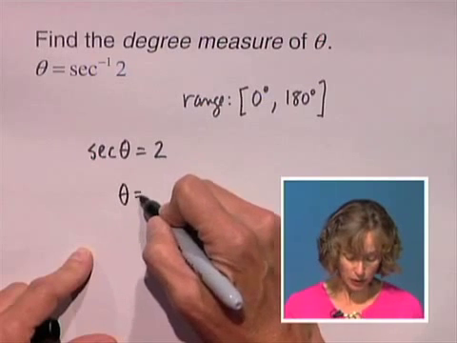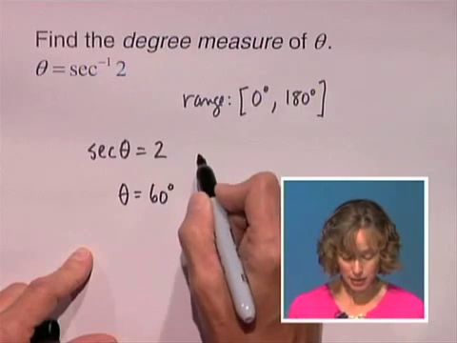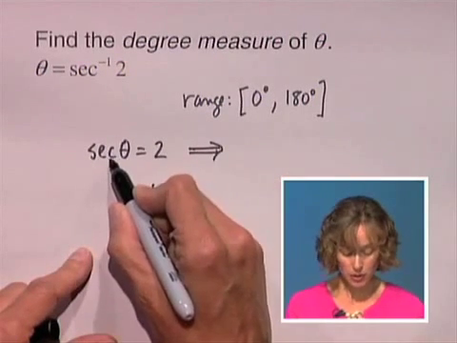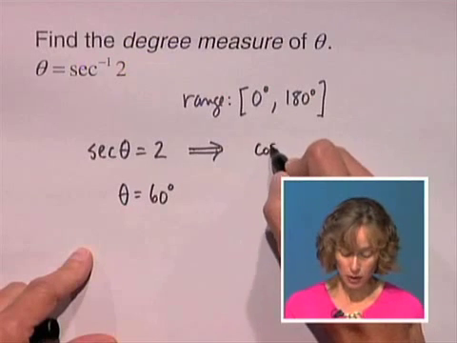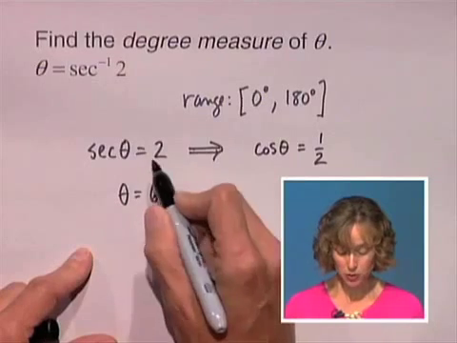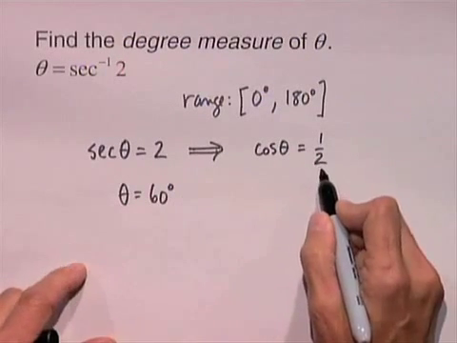The angle that we're looking for is 60 degrees, and there's a couple of ways to get to 60 degrees. You could think this through and think if the secant of some angle is 2, then the cosine of that angle must be 1/2, since they are reciprocals, and it might be more comfortable to get to 60 degrees using this relationship.